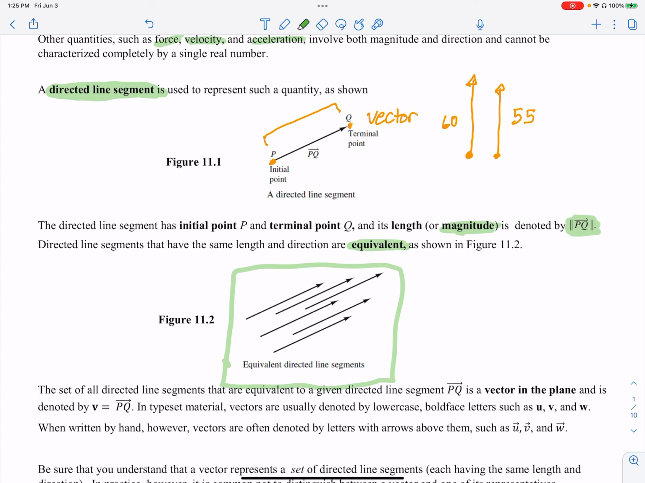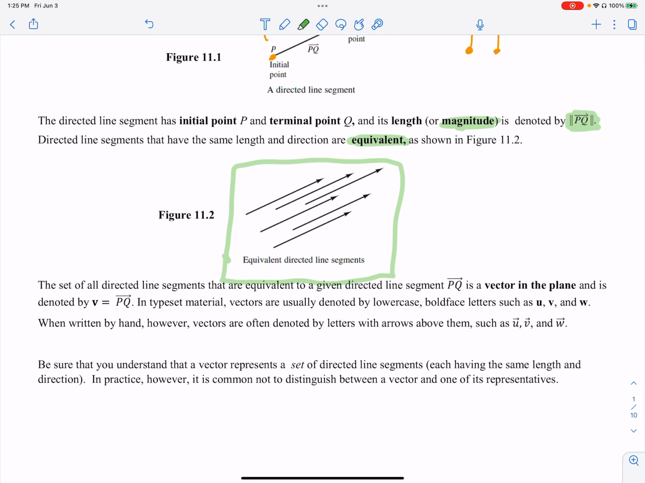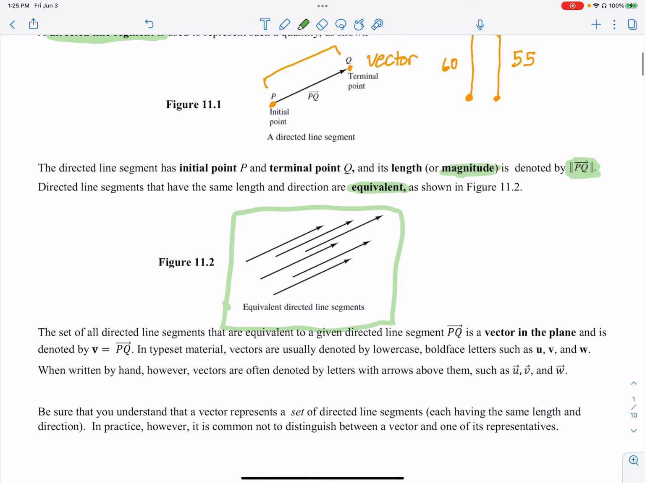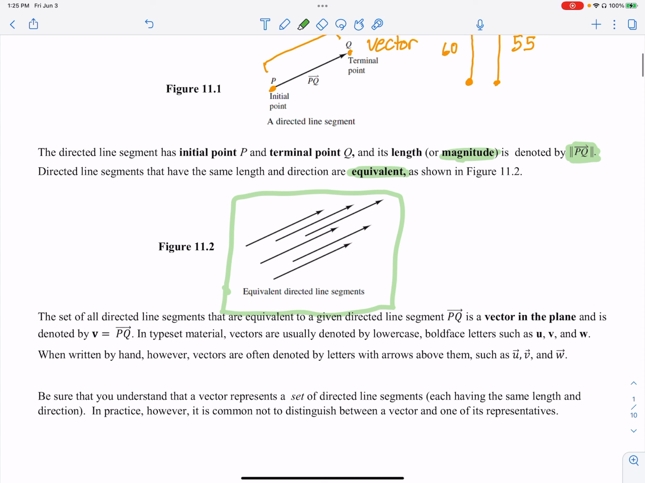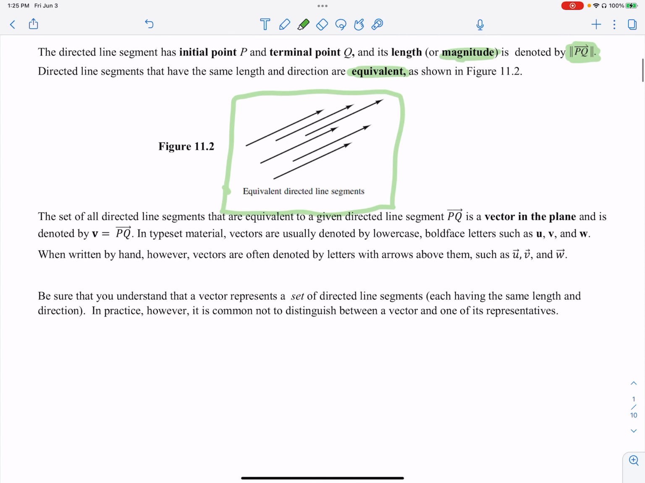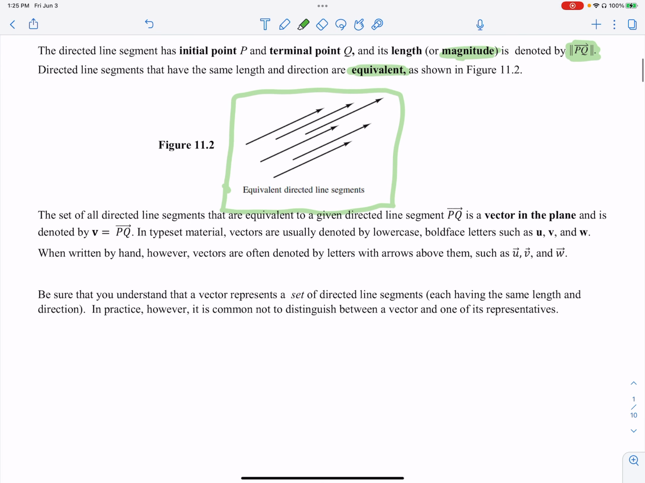You'll get used to this idea as we go along. So the set of all directed segments are equivalent to any of them, PQ. So these all in the green box are the same as this green one up here. They're all considered to be equivalent. So a couple things I do want to point out.